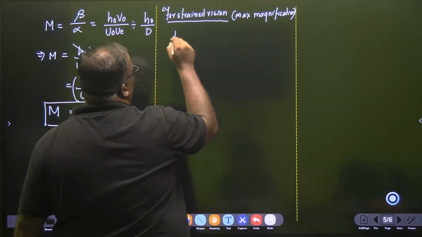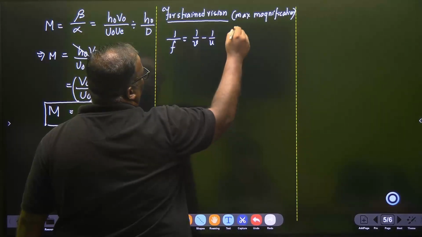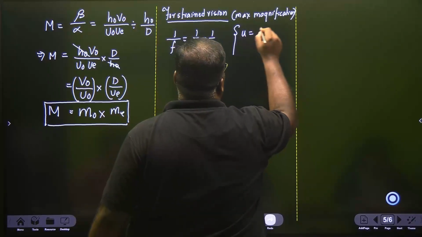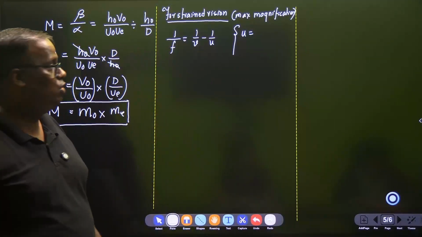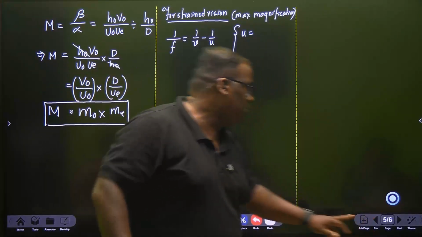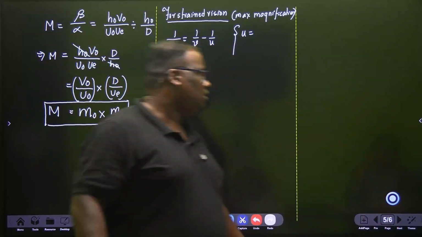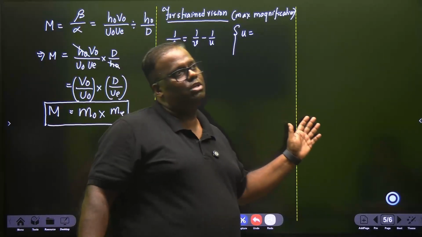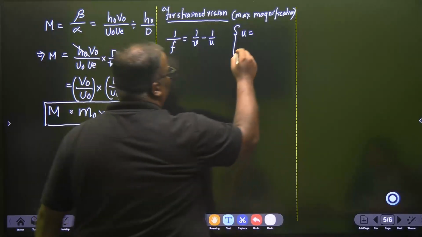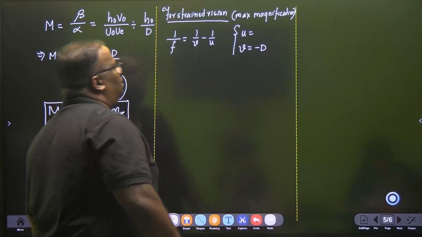So 1 by f is equal to 1 by v minus 1 by u. U is what? U is equal to UE, but UE is measured in what way? That is the maximum magnification. Children, see, maximum magnification means you have to see from this lens perspective. From this lens perspective, UE will be negative. What will be the value of v? The value of v will be negative D, right?